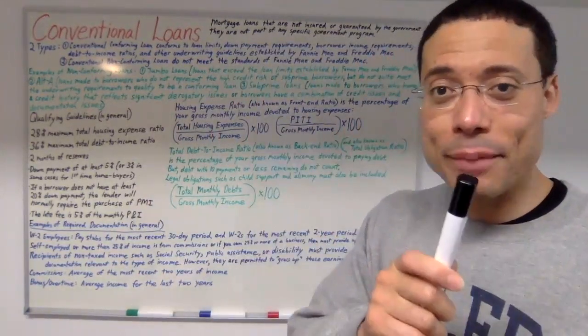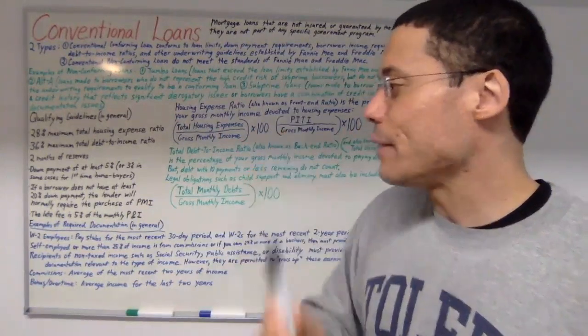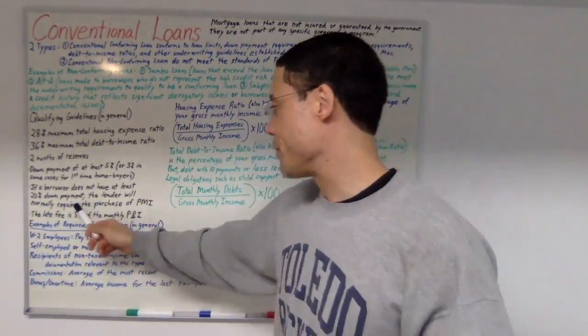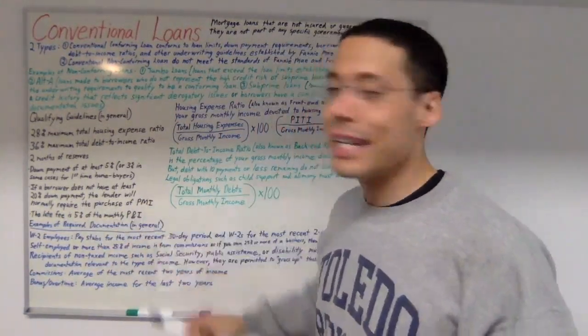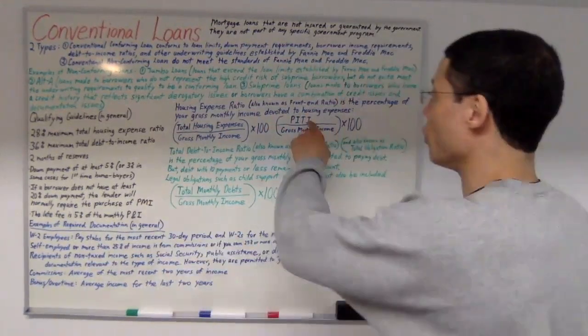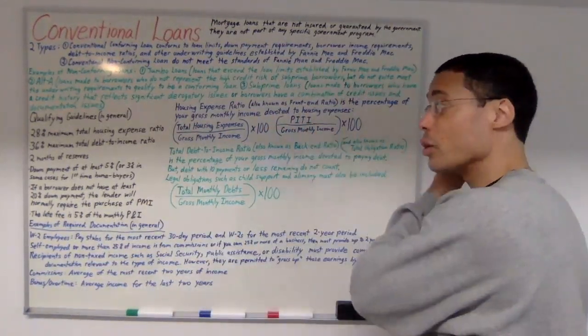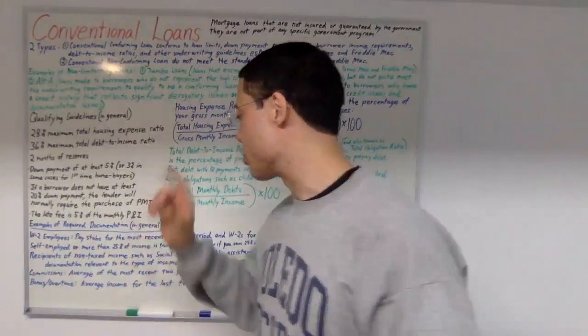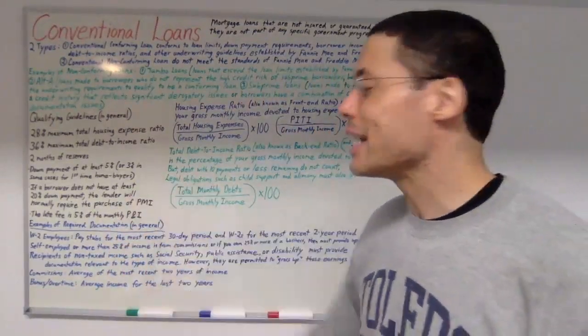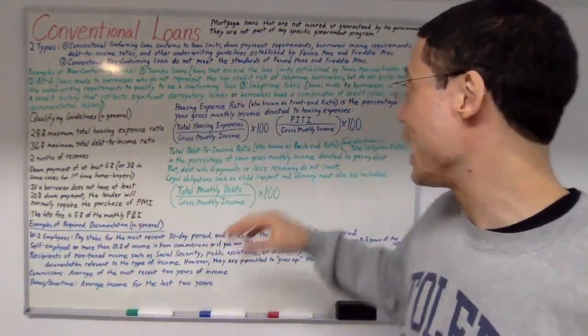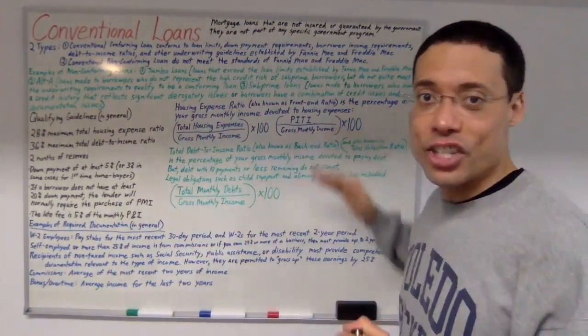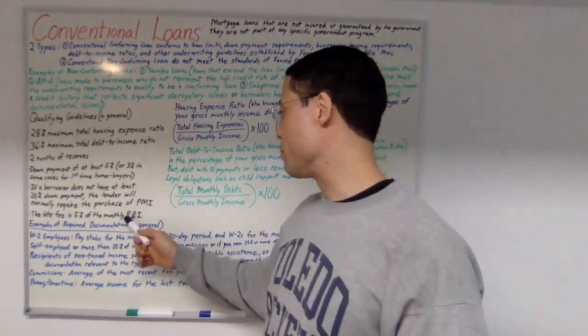But keep something in mind. The late fee is 5% of the monthly P&I, not the whole PITI. So it's only 5% of the principal and the interest. That late fee does not apply to the taxes and the insurance, only to the principal and the interest.